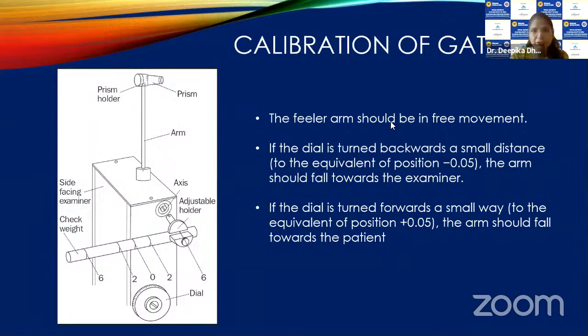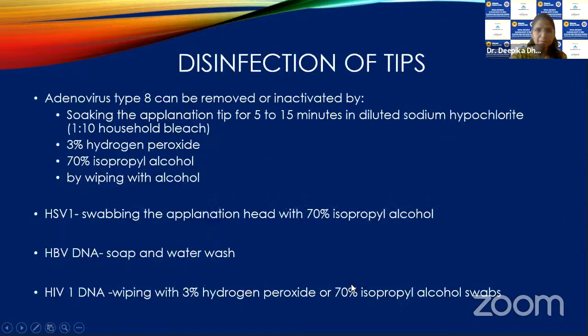But we need to keep in mind that GAT tips also need calibration at least monthly. An adjustable weight bar has to be attached, and the calibration has to be checked at 3 weights: 0, 2, and 6. If we keep the weight at 0, then the force dial should be kept at 0. And if we dial it backwards, then the feeler arm should come backwards. And if we dial the position forwards by 0.05 millimeter, then the feeler arm should fall forward. That means it's accurate, and it has to be checked at 3 positions.